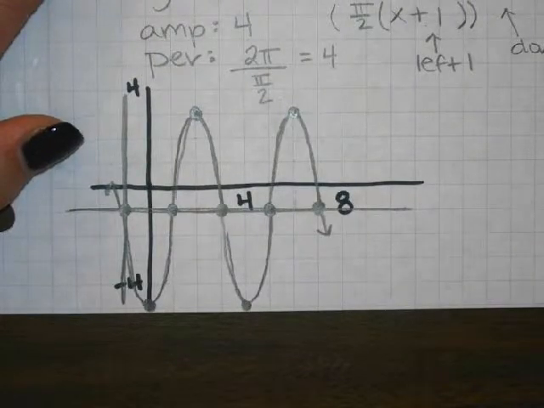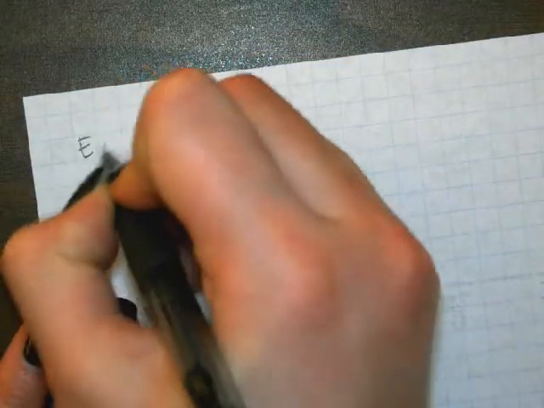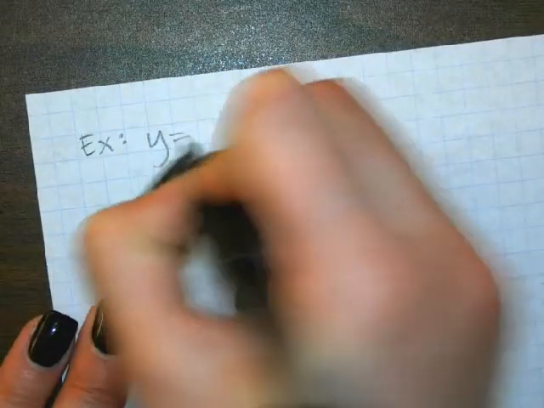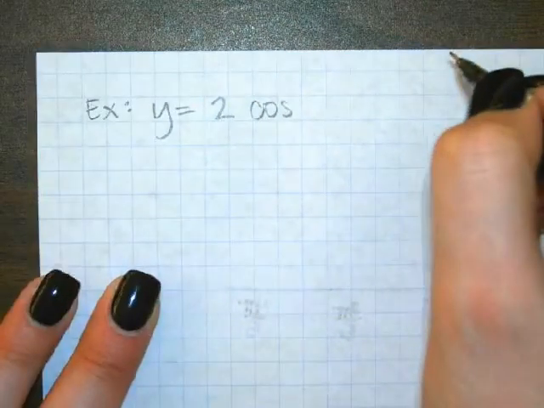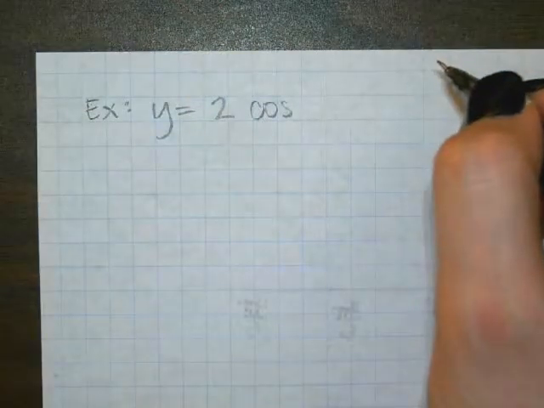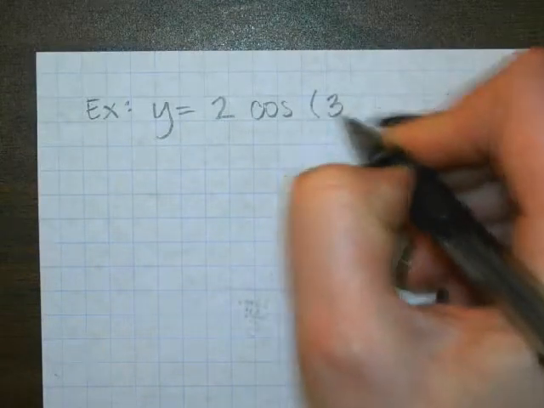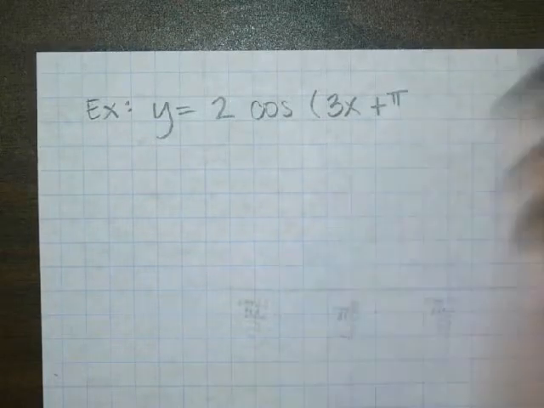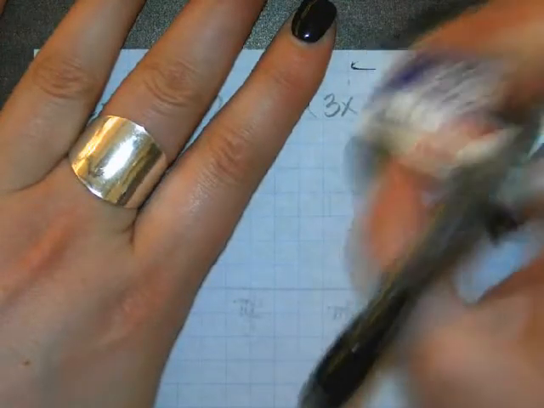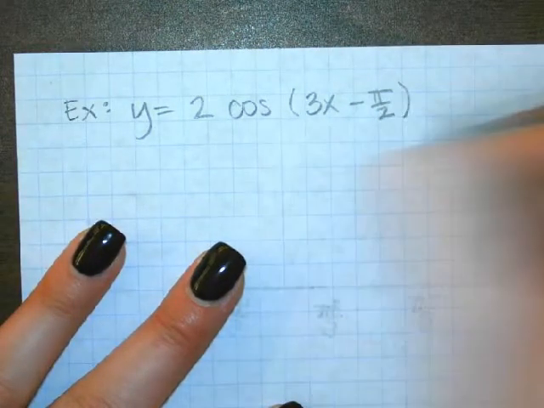All right, let's go ahead and flip our papers over and try a cos graph. Okay, so I'm going to do y equals 2 cos 3x plus, no, I'm going to do minus. We keep moving to the left. Let's move to the right this time. 3x minus pi halves.